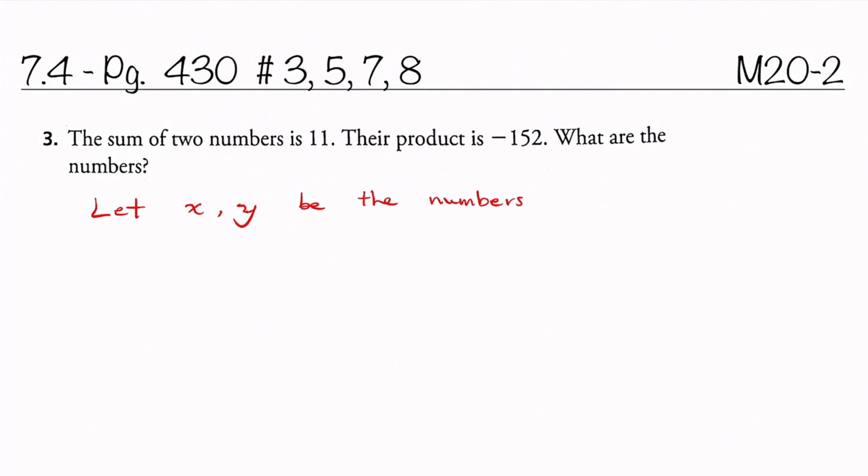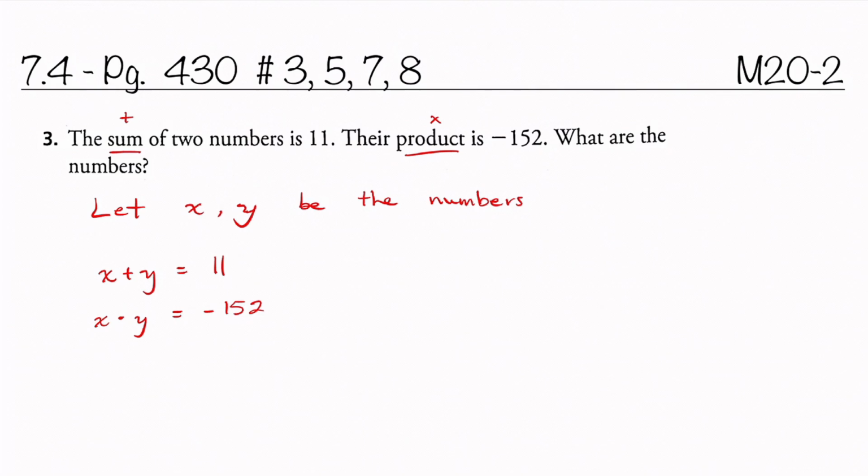Okay, so I know that their sum means to add. So if I take x plus y, I add them up, I've got to get 11. And I also know their product, that's when I multiply, is negative 152. So x times y is negative 152.